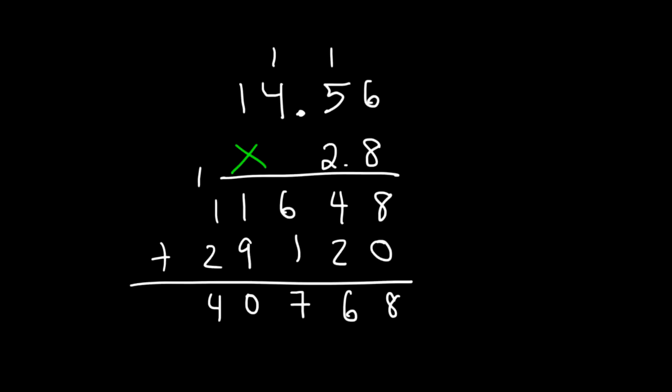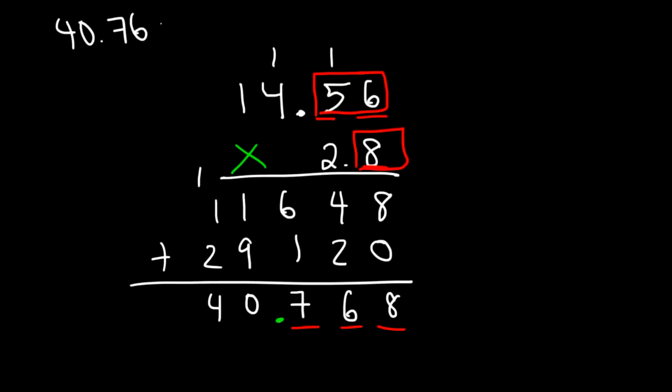Now, where should we put the decimal? So looking at the original problem, the first number has 2 digits to the right of a decimal point, and the second number only has 1. Therefore, our final answer should have a total of 3 numbers to the right of the decimal point. So therefore, the answer is 40.768.